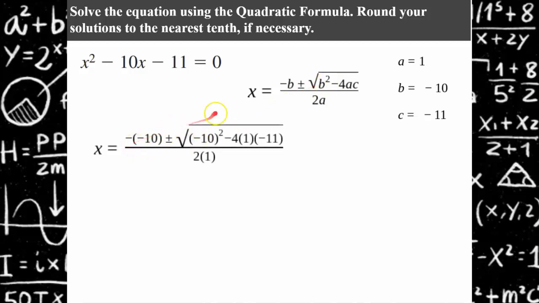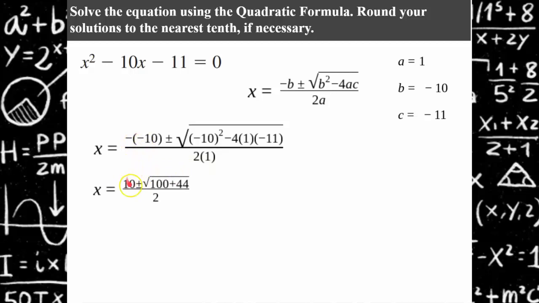So here we go. We're going to replace b with negative 10. So notice it's negative b. So we have negative and then the value of b, plus or minus the square root of the value of b squared, subtract 4, the value of a, multiplied by the value of c, all divided by 2 times the value of a. So now that I have everything in place, I just need to do the math.